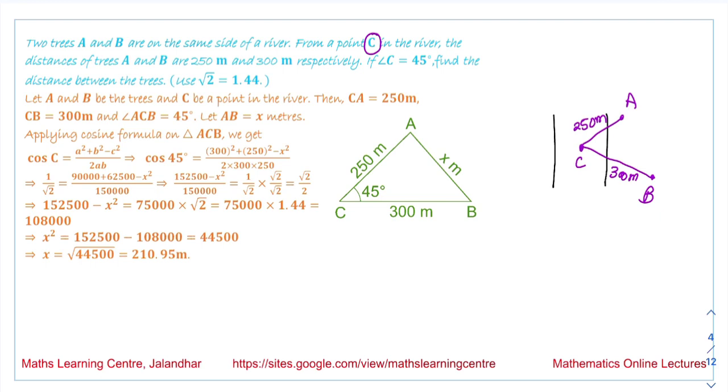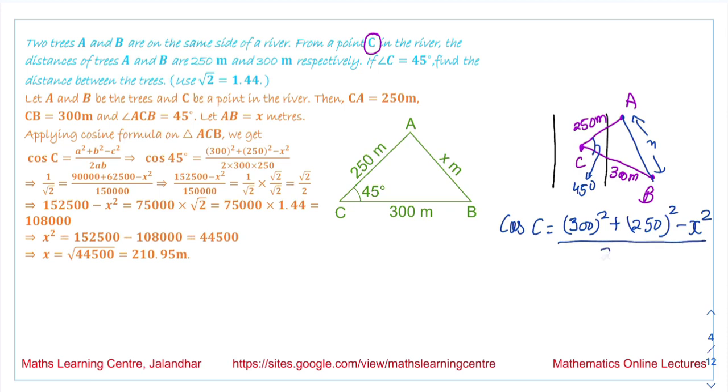If angle C is equal to 45 degrees, this angle is given to be 45 degrees. Find the distance between the two trees. We have to calculate the value of AB. Again we are using the sine formula or cosine formula over here. So cos C is equal to (300 square plus 250 square minus x square) over 2 into 300 into 250, where this distance that we have to calculate is x. The angle C is given to be 45 degrees, and the value of cos 45 is 1 by square root 2.